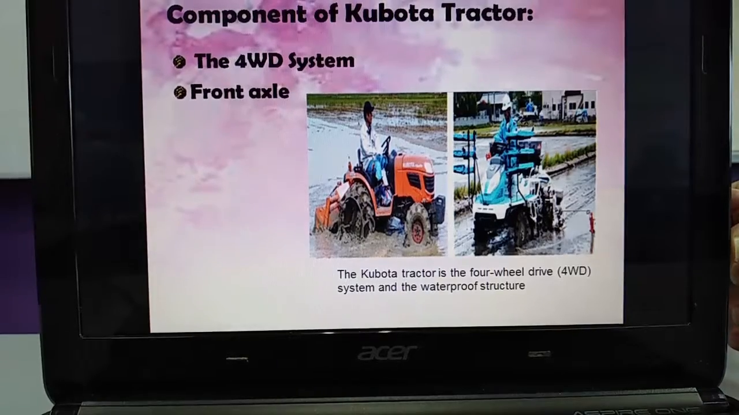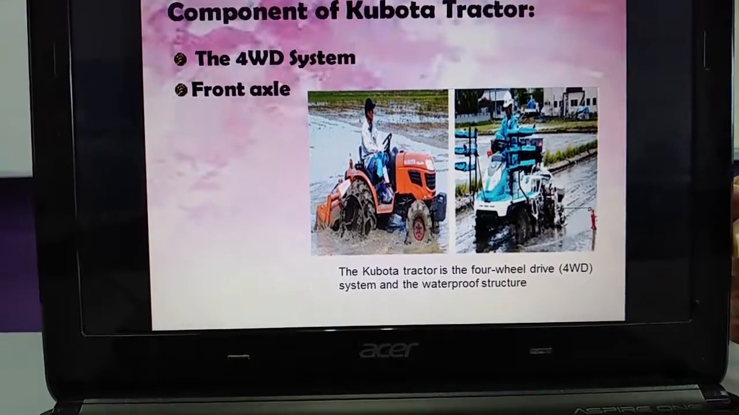The next one is the waterproof structure, including front axles, which is designed to prevent breakdown.